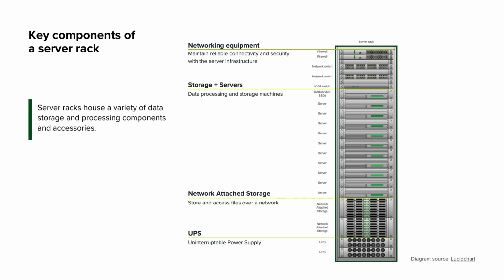We'll start with networking equipment. Networking equipment, such as routers, switches, and firewalls, maintain reliable connectivity and security with the server infrastructure. Storage equipment and servers are high-functioning, powered machines that pull and push data between themselves and the client. While network-attached storage is a centralized file server that allows multiple users to store and share files over a Wi-Fi network or Ethernet cable. Finally, UPS stands for uninterruptible power supply and provides uninterrupted power to the server rack in the event of a change in power, preventing downtime and data loss.